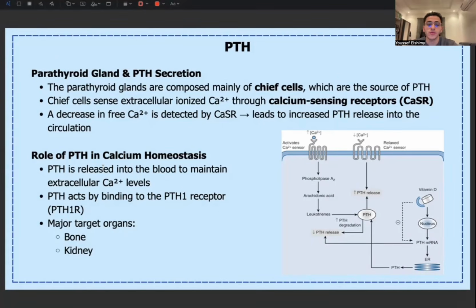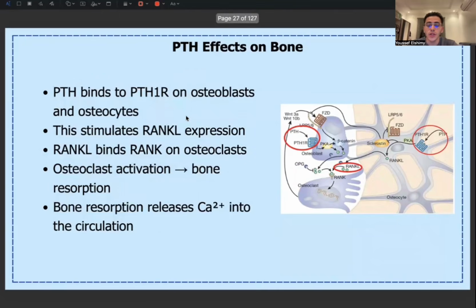So PTH would be released into the bloodstream to maintain the calcium levels, and this PTH binds to PTH1 receptors that are found in bone and kidney. So let's talk about the PTH effects on the bone. We mentioned that PTH binds to the PTH1 receptor found in osteoblasts and osteocytes.